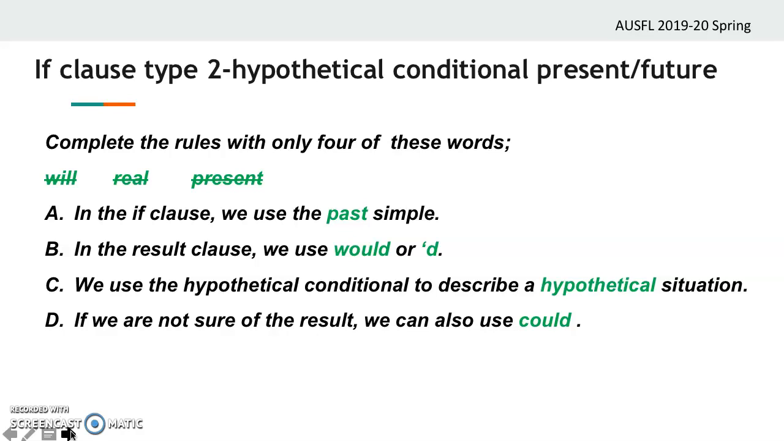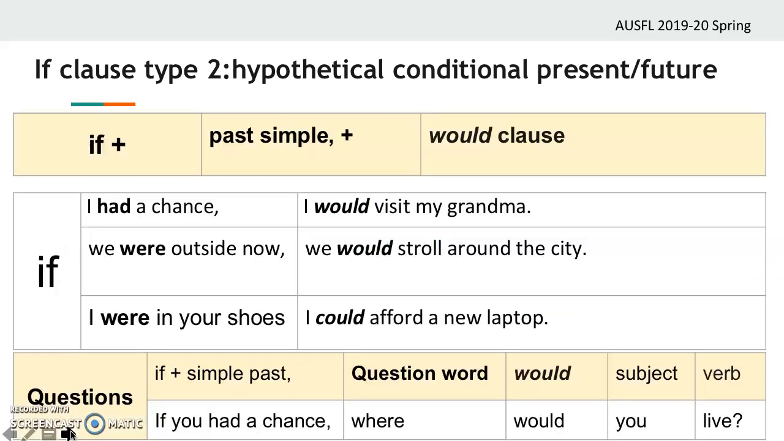We use the hypothetical condition to describe a hypothetical situation. So don't forget, normally in the if clauses 0 and 1, we use it for real situations, but this time we use it for imaginary, unreal situations. Okay? If we are not sure about the result, we can also use could as a possibility. Now, let's look at the rule box altogether. Okay, the formula is like this: if plus past simple, comma, plus would clause as a result clause.